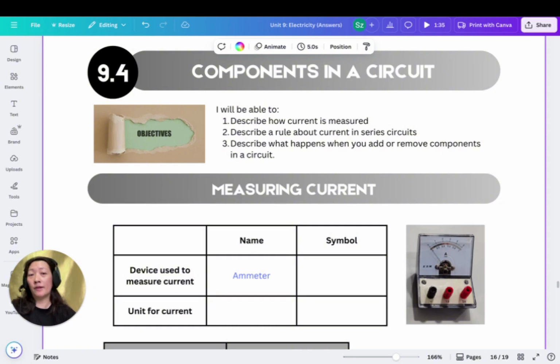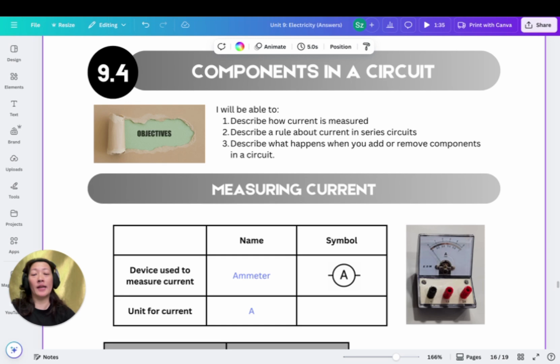Symbol here refers to how we're going to draw this device in an electrical circuit diagram. So if you can recall, an ammeter is quite simple. It is quite simply a circle with the letter A in it to represent the word ammeter. Remember that the letter must be a capital A. And we have lines on either side to represent the connecting wires.